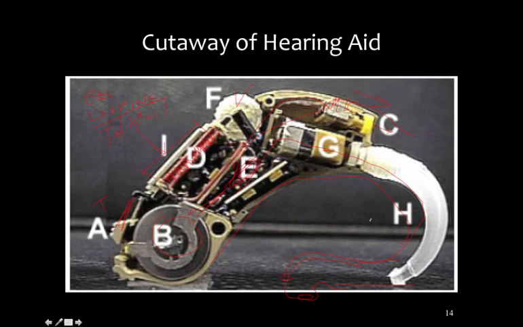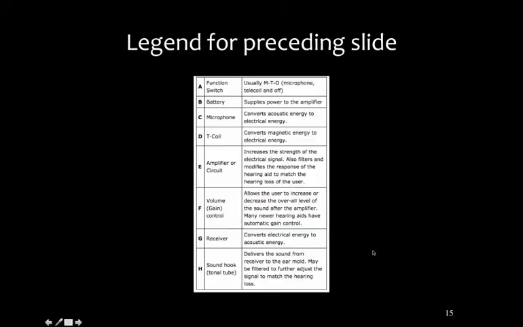Right now, as I said, this hearing aid without a coupler on here, the sound would end here, which would be useless to anybody. So the hearing aid itself, with its electronic parts, still needs a way to deliver the sound into the ear canal. And there's a legend for you to look at and make some more sense out of.